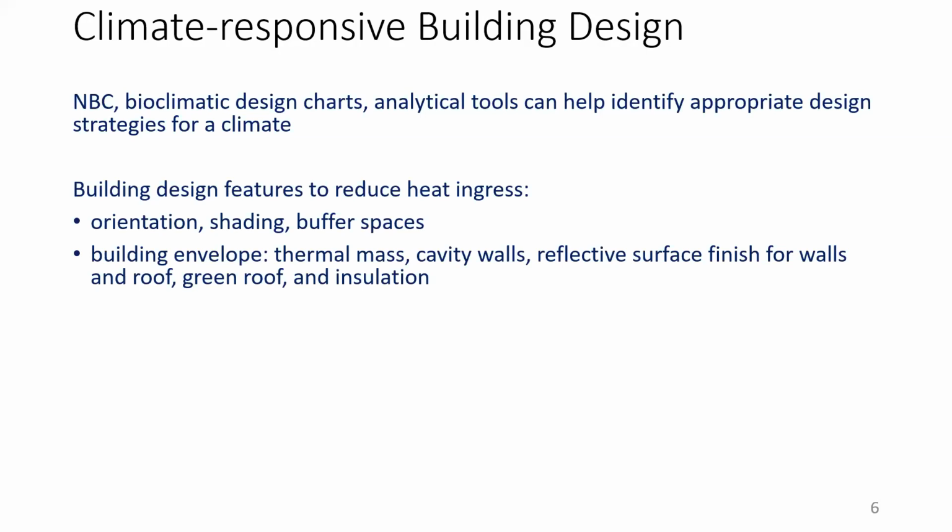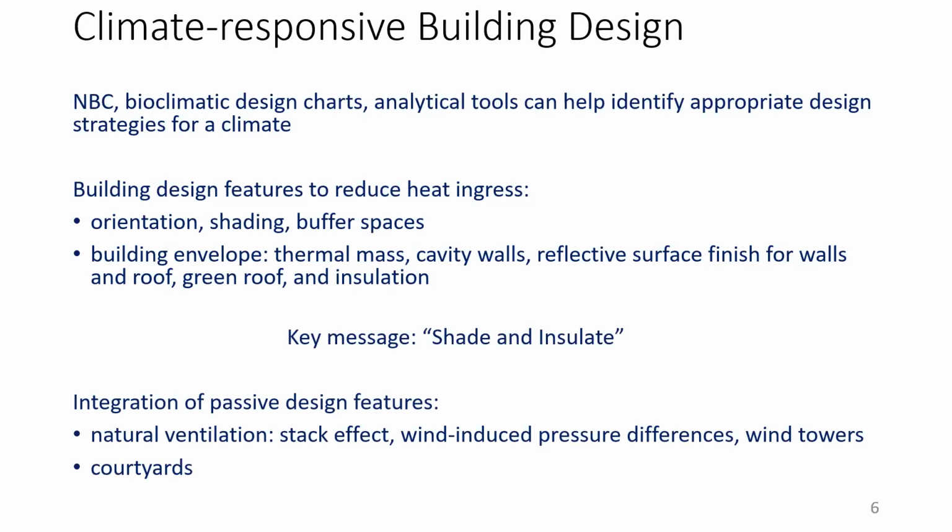Then while designing the building envelope or choosing the building materials, thermal mass, or cavity walls, reflective surface finish for wall and roof, or green roof, insulation layers in walls or roofs, all these things should be considered. So the key message here is to shade and insulate, which applies to all kinds of buildings in a tropical kind of climate.